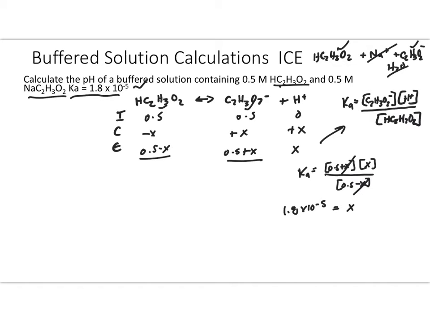And when we do that, we end up with a very small percentage of error, 3.6 times 10 to the negative third percent. So we fall within the confines of what's acceptable. Then we're going to plug this into our pH calculation, which is going to give us 4.74 as our pH for our buffered solution.